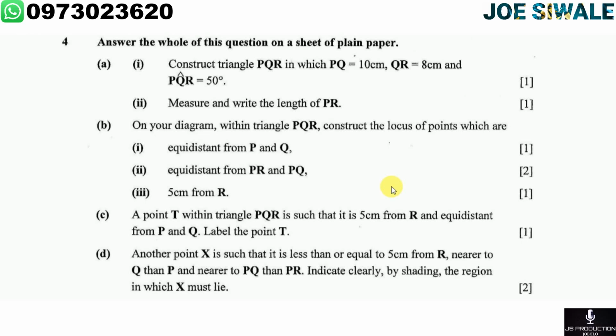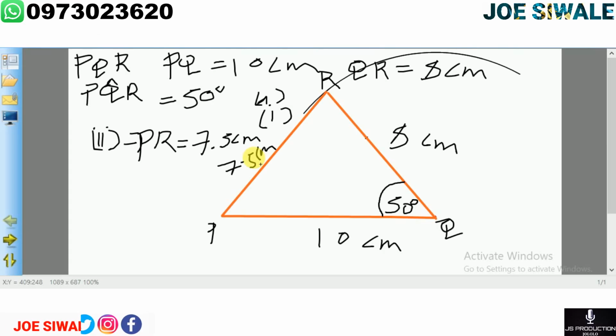So question B reads, on your diagram within triangle PQR, construct the locus of points which are Roman numeral 1, equidistant from P and Q, 1 mark. So for this question, I need to bisect line PQ, and the reason why I'm bisecting line PQ is because I'm just dealing with 2 points. So for me to bisect line PQ, the first thing that I'm going to do is to get the compass.